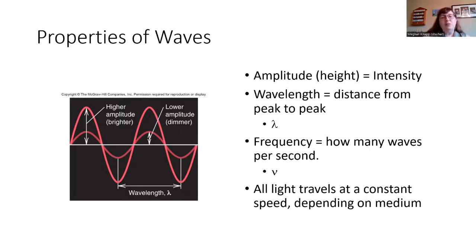Different waves will travel at different speeds, but light, whether it is microwaves or X-rays or visible light, all travels at a constant speed. That speed depends on the medium, but air is pretty close to a vacuum, which is the fastest that light can travel. And that's as fast as anything we know of can travel.